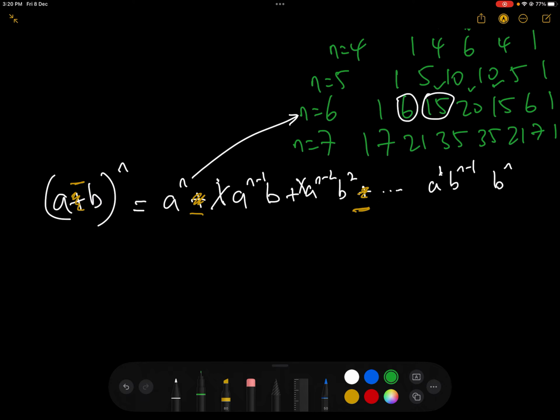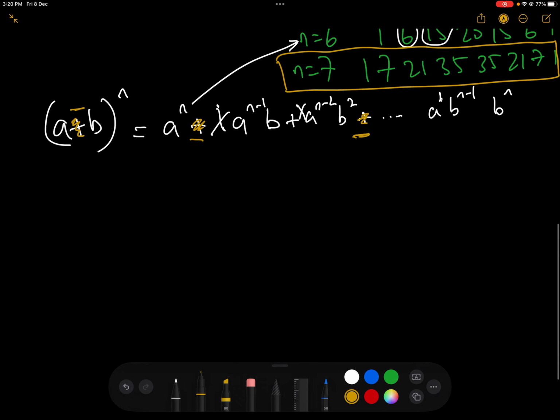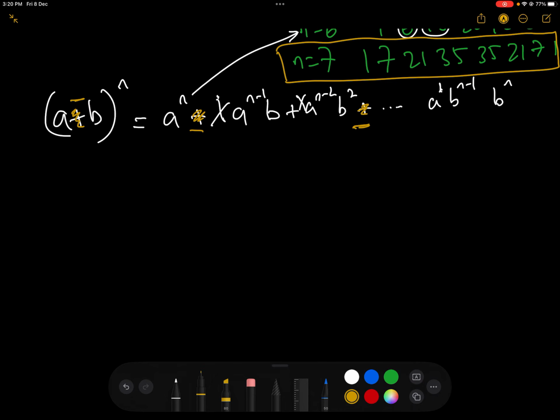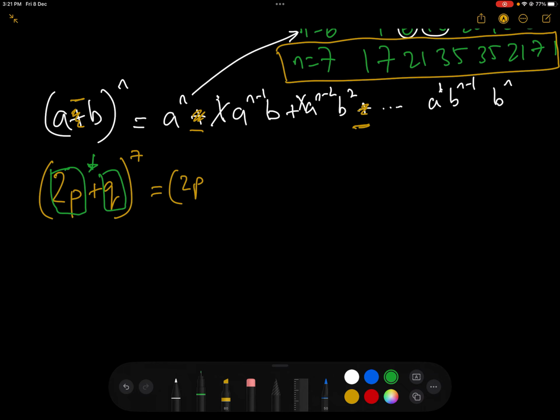Let's just expand something using the Pascal triangle for n equals 7. Let's expand something which at first glance looks relatively complicated: 2p plus q to the power of 7. Our first term is 2p, and the second term is q. Because there's a plus, we don't have to worry about plus and minuses; everything's going to be a plus. So it's going to be 2p to the power of 7 times the first of the n equals 7 terms, which is 1.